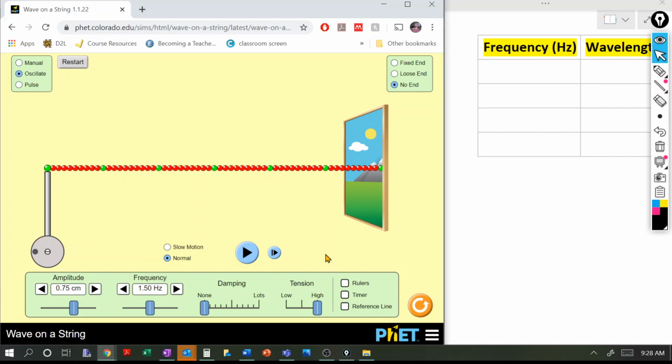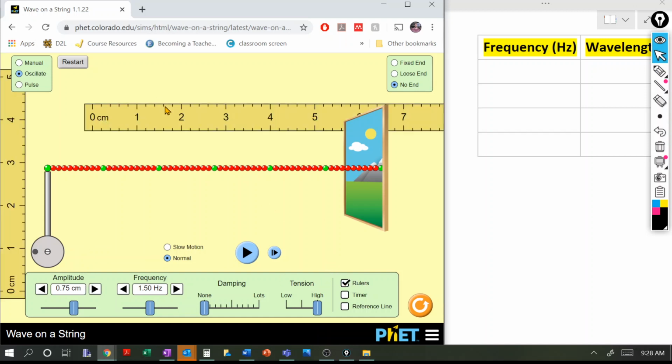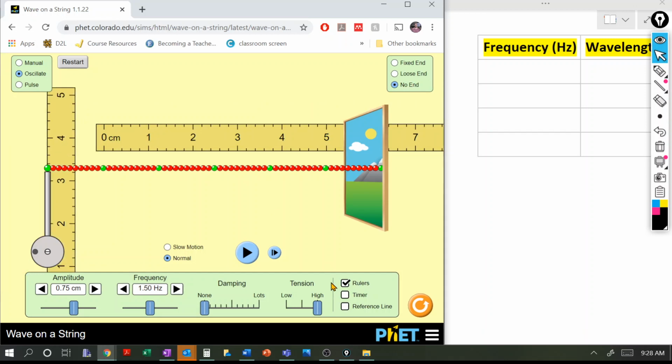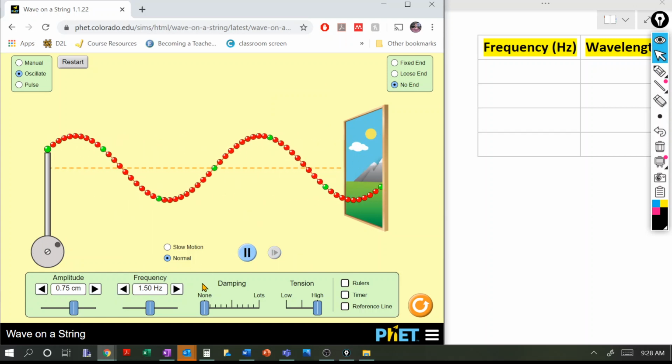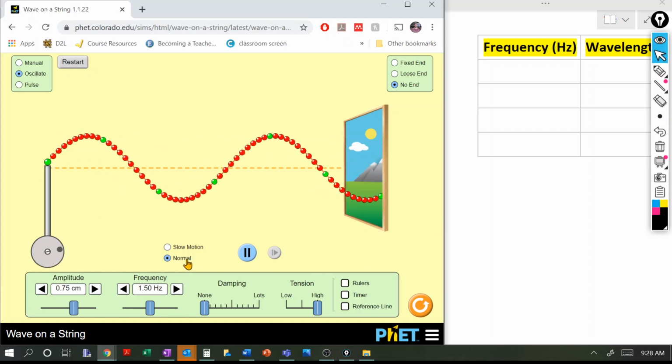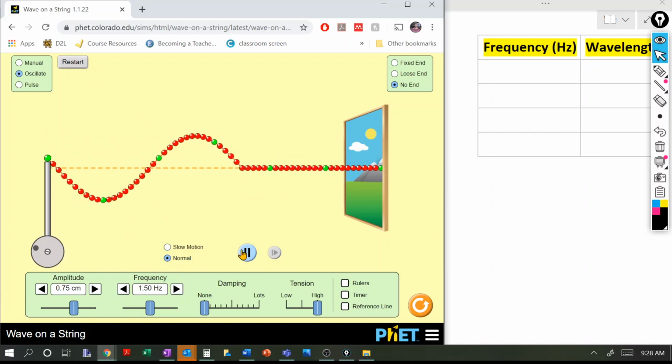Notice that we have the following features. We have a ruler, a horizontal and a vertical ruler, and a timer here. We also can play the simulation in regular time or slowed down time. So those are all good tools to be aware of. Now let's measure some values.